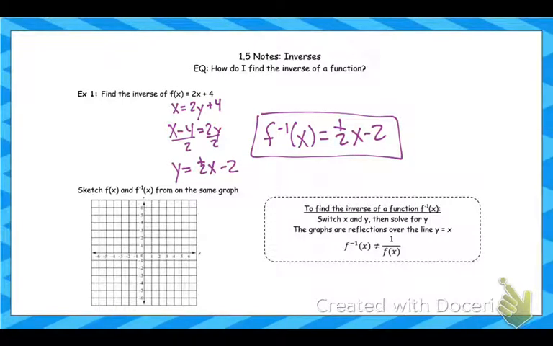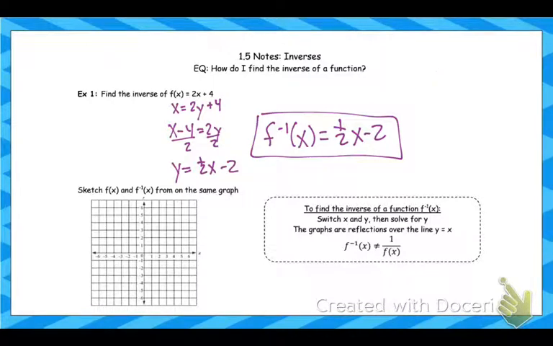What's important to know is that an inverse is different than a reciprocal, and this will come up a lot next year. An inverse is not the same thing as a reciprocal. A reciprocal is like when we had 1/2 and we flipped it and the reciprocal was 2. Those are not inverses of each other, okay?